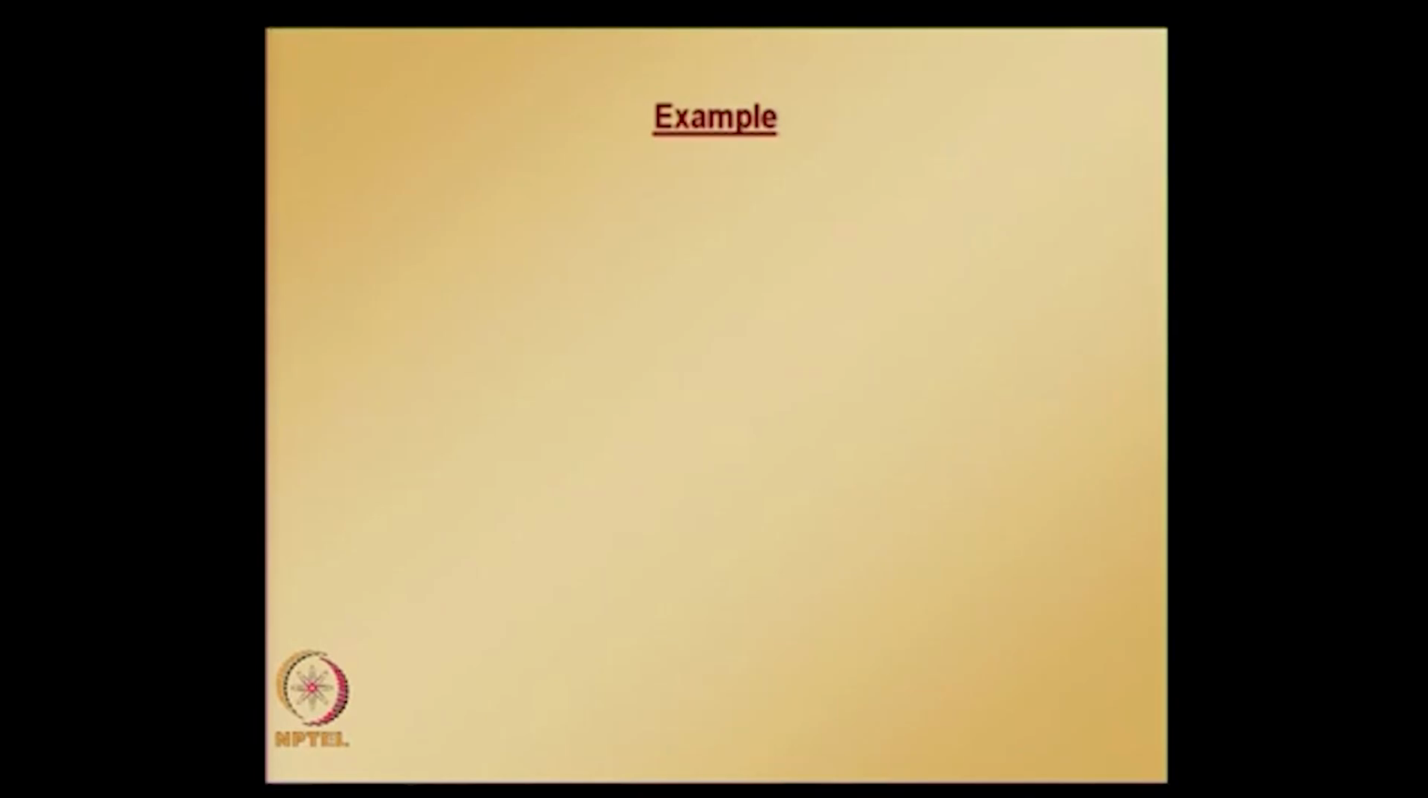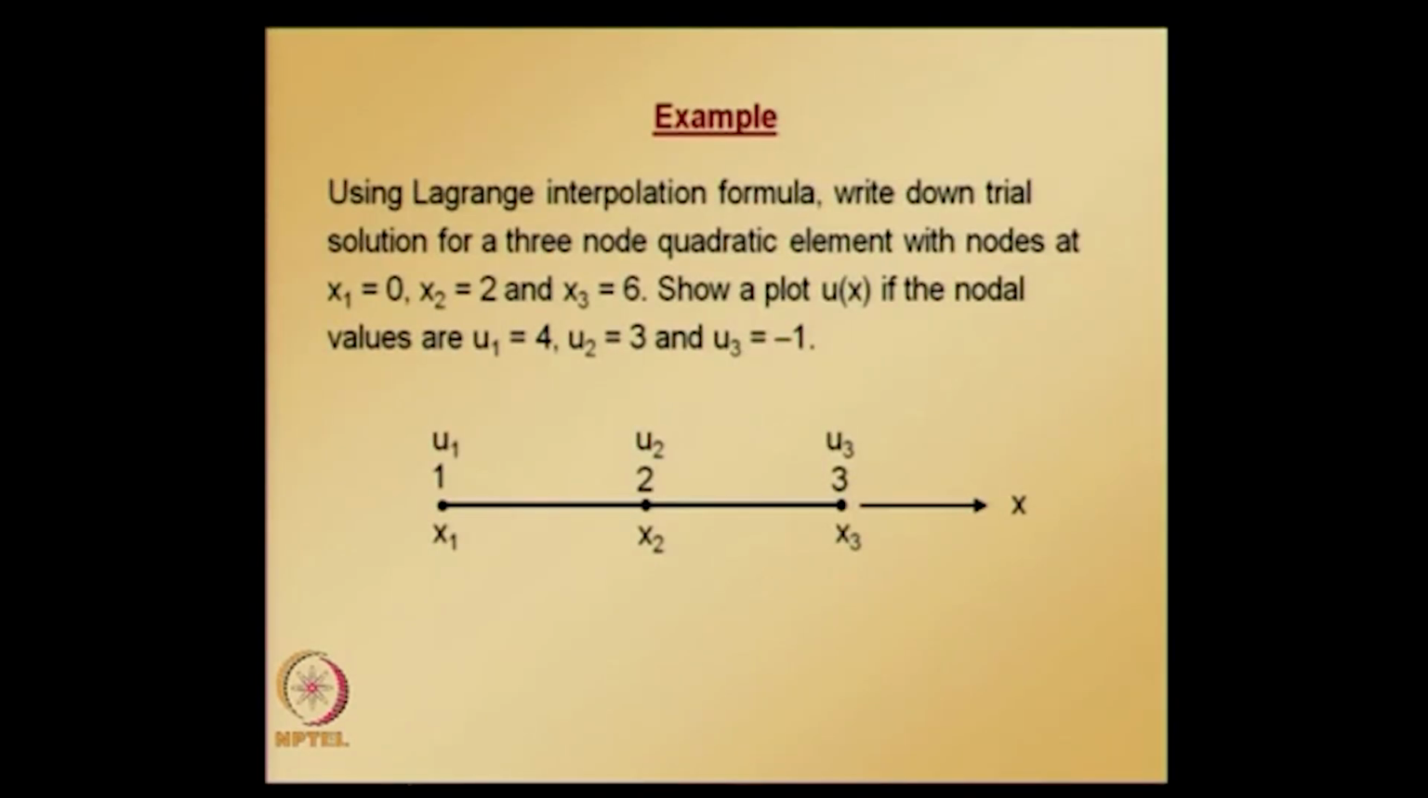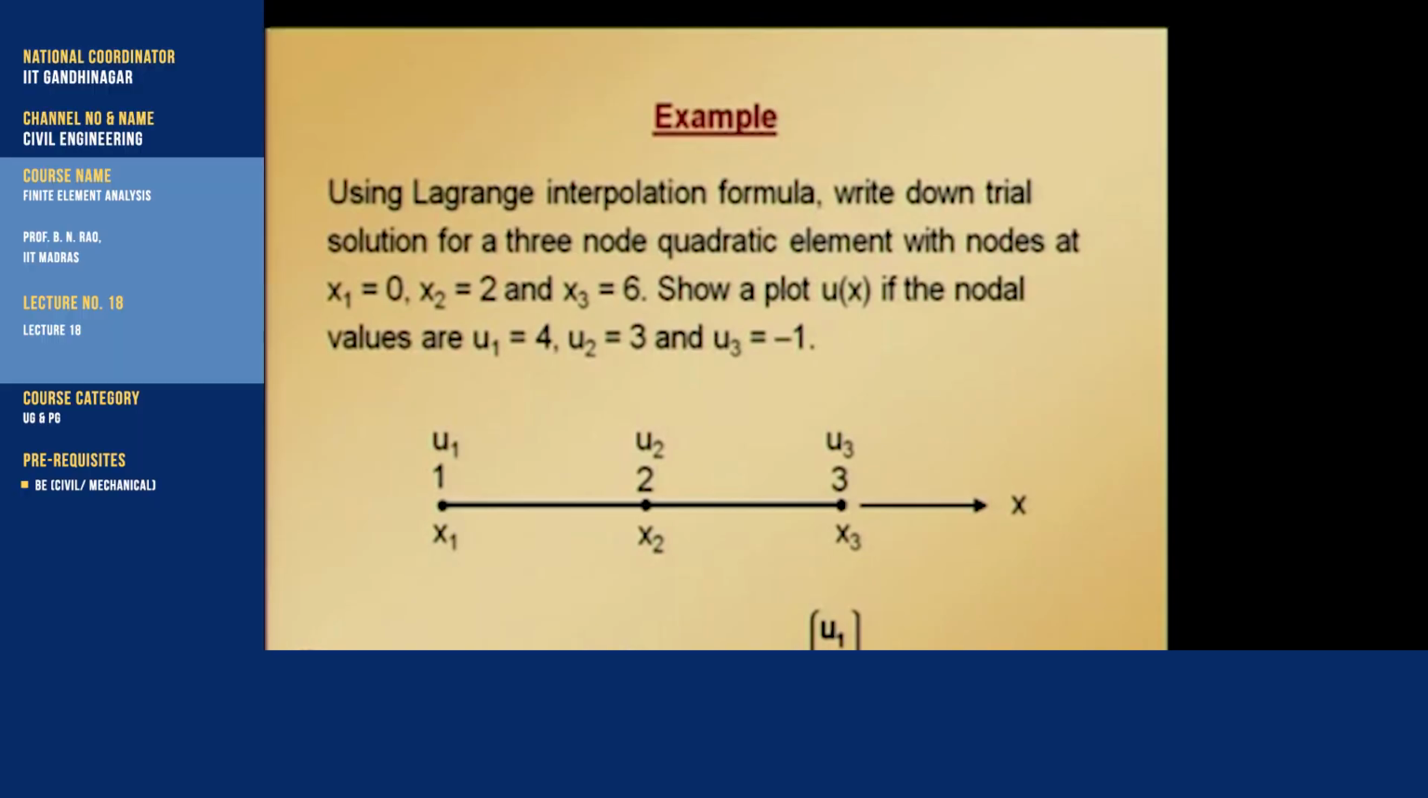So, now let us apply the Lagrange interpolation formula for a quadratic element. Let us take another example. Use the Lagrange interpolation formula, write down the trial solution for a 3 node quadratic element with nodal coordinates x1, x2, x3 given, and also show a plot if nodal values u1, u2, u3 are given. So, first step is we need to write shape function expressions N1, N2, N3 by substituting x1, x2, x3 values, because N1, N2, N3 are required for obtaining the approximate solution, which is u is equal to N1 u1 plus N2 u2 plus N3 u3, which can be put in a matrix and vector form like what is shown on the slide.